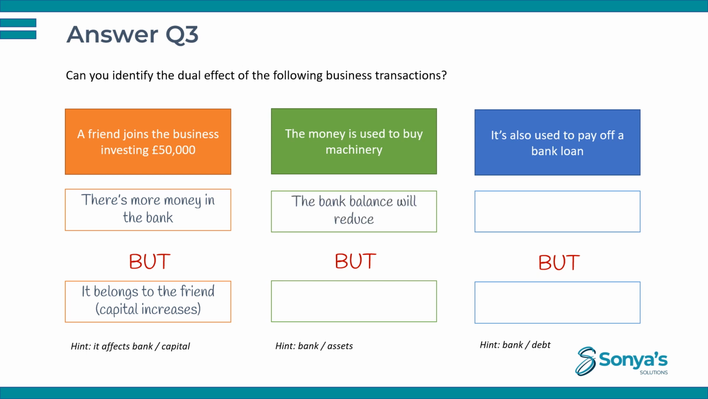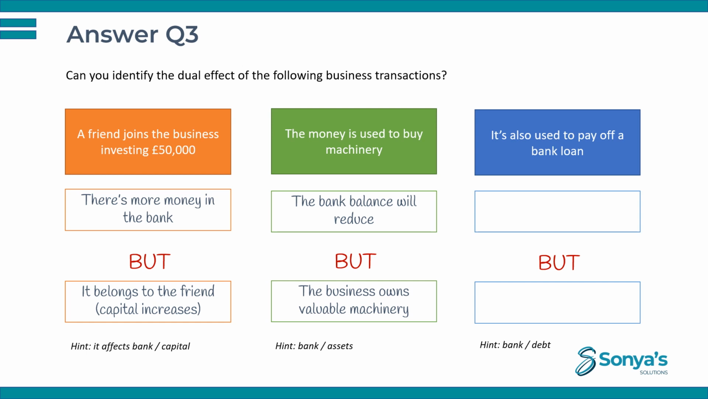The bank balance will reduce when the machinery is purchased. The equal and opposite effect is that the business now owns valuable machinery. Here, one asset, cash, has been exchanged for another, machinery.